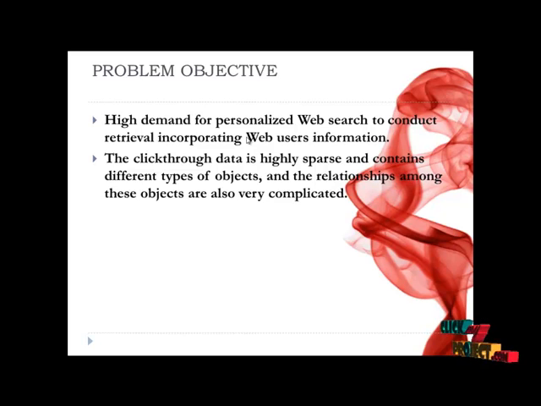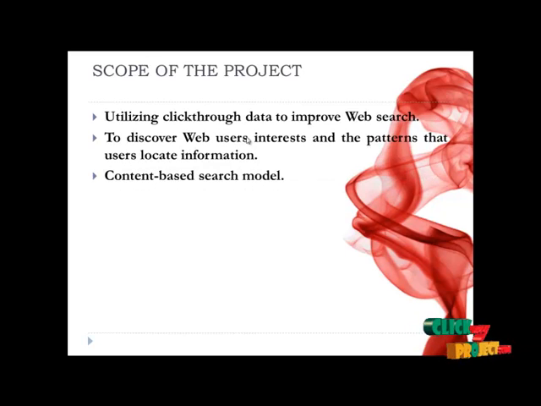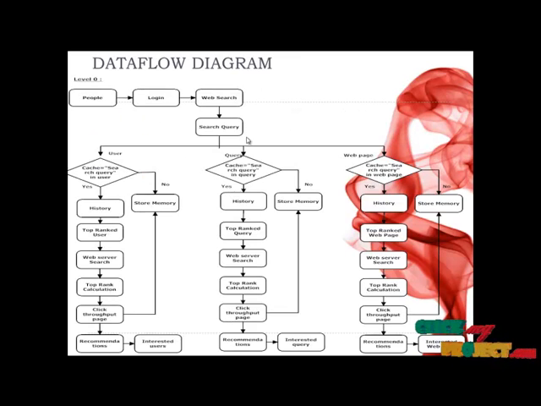Problem objective: there is high demand for personalized web search to conduct retrieval incorporating web users' information. The click-through data is highly sparse and contains different types of objects, and the relationships among these objects are also very complicated. Scope of the project: utilizing click-through data to improve web search, to discover web users' interests and the patterns by which users locate information. Content-based search model.